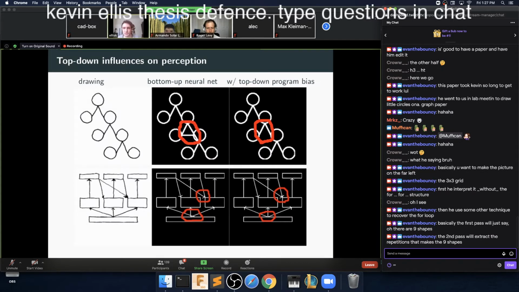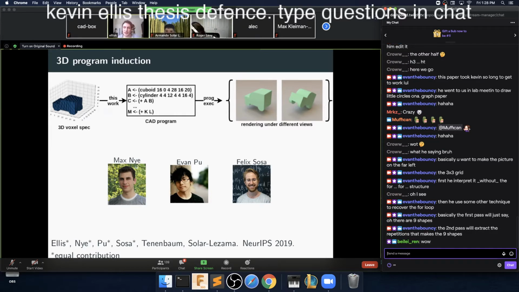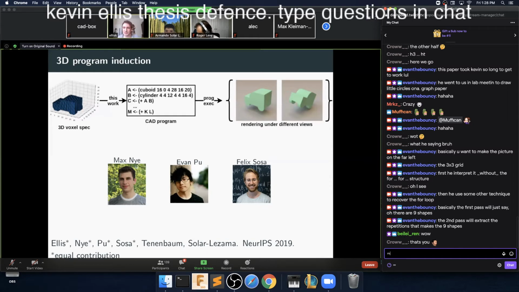So we did this for two-dimensional drawings. They're very simple drawings. You might be thinking, can we do this for three-dimensional objects? And you can do a version of this for 3D. So I did this work in collaboration with Max and Evan and Felix. And what we did is we built a system which can look at an input 3D voxel field and then infer a program in constructive solid geometry. And then you can, for example, re-render that program or make the car do wheelies.